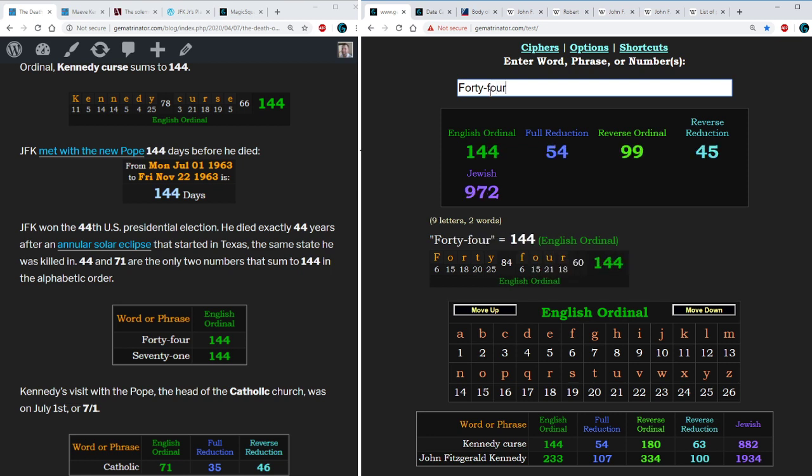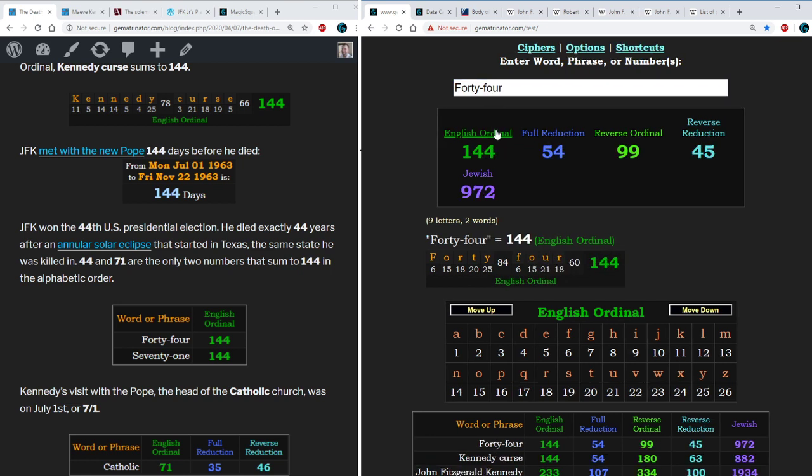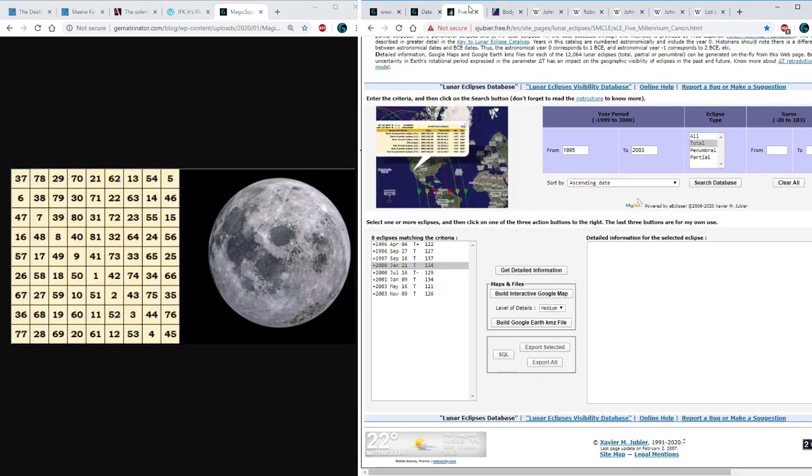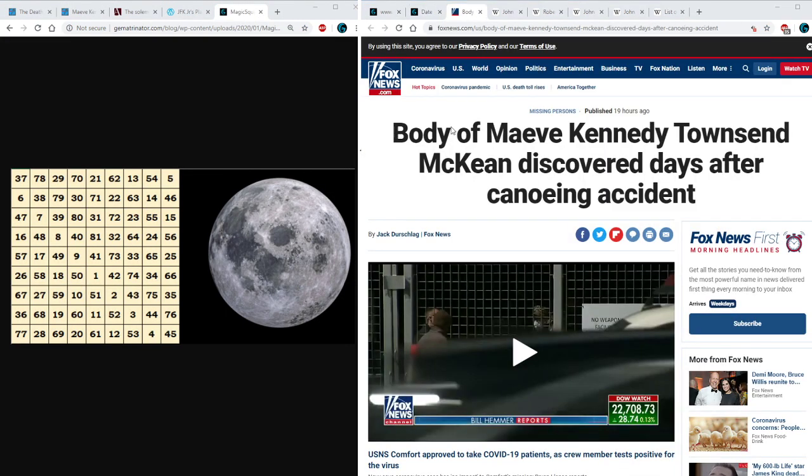The number 144 is connected to the kill code. The number 44 equals 144. So does the date that's written 4/4, April 4th. JFK was the winner of the 44th presidential election. And what I bet most of you don't know is that he died exactly 44 years after a total solar eclipse, or I should say an annular solar eclipse.